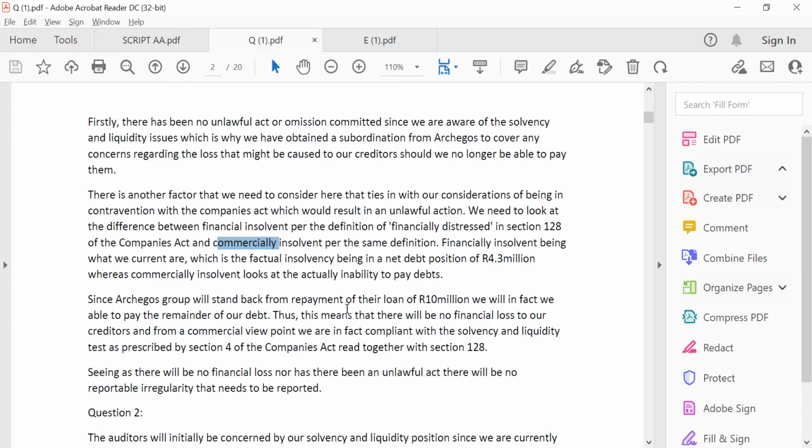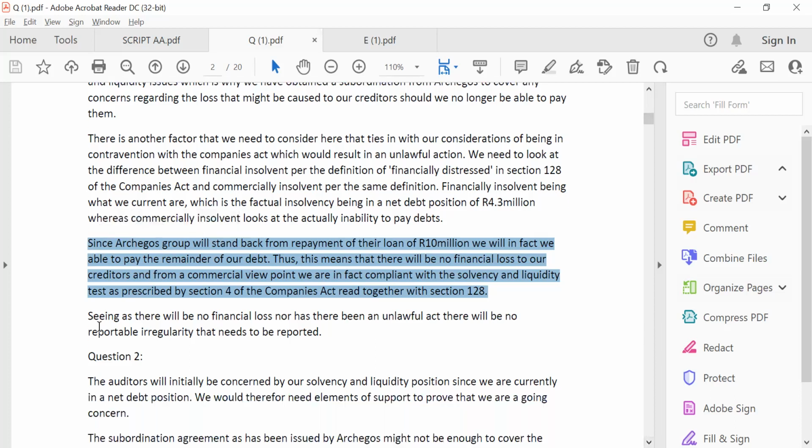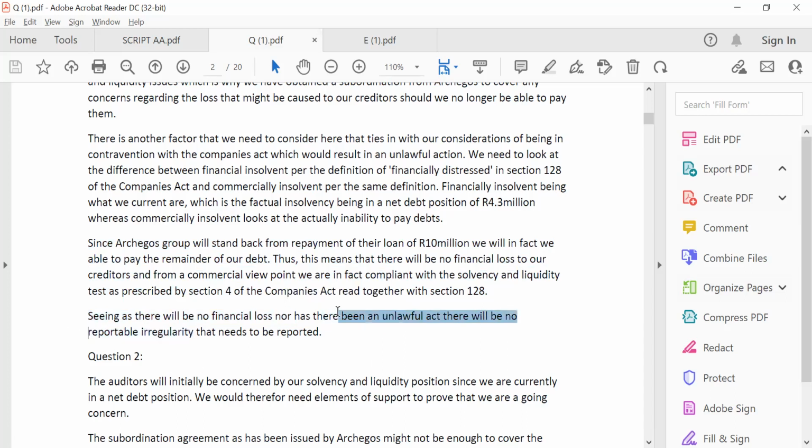Yes, we are factually insolvent, our liabilities exceed our assets, but when it comes to commercial insolvency, we are not commercially insolvent because of the subordination agreement allowing us to pay our debts as and when they fall due, which is very, very important. So the candidate has applied the subordination agreement to justify why we are not in contravention of Section 128 of the Companies Act. So based on that, one, there is no financial loss. Again, there is no unlawful act. Therefore, there is no RI that will be reported.